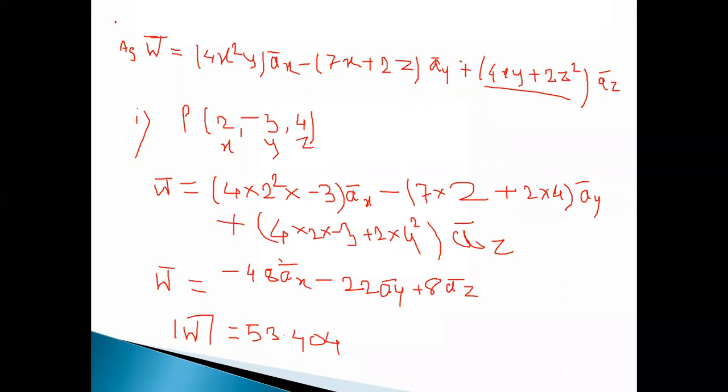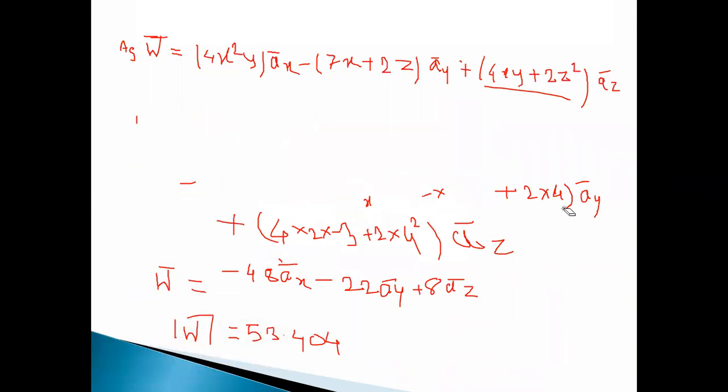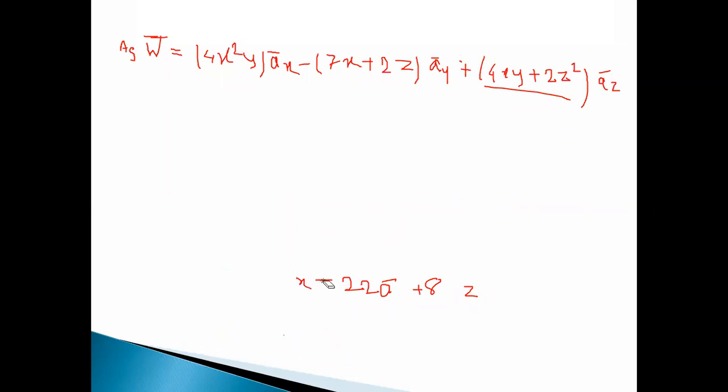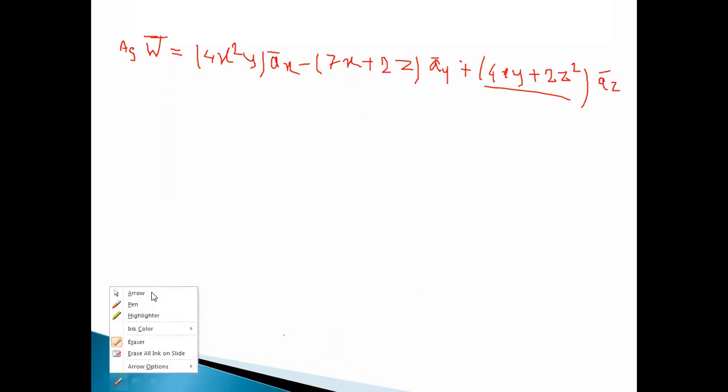Then for the third one, what is given? At what points on the z-axis is the magnitude of vector field W bar unity? Okay, this I'll solve. So what they are asking is, at what points on the z-axis the magnitude of vector field W bar is unity. Actually, it is on the z-axis.